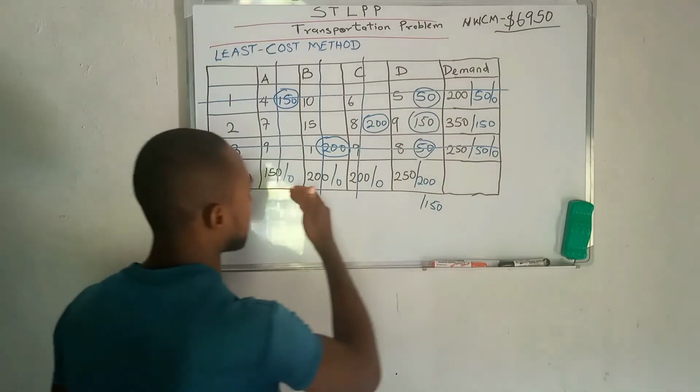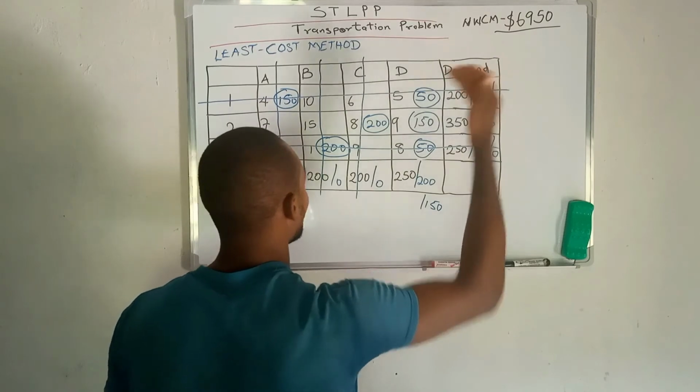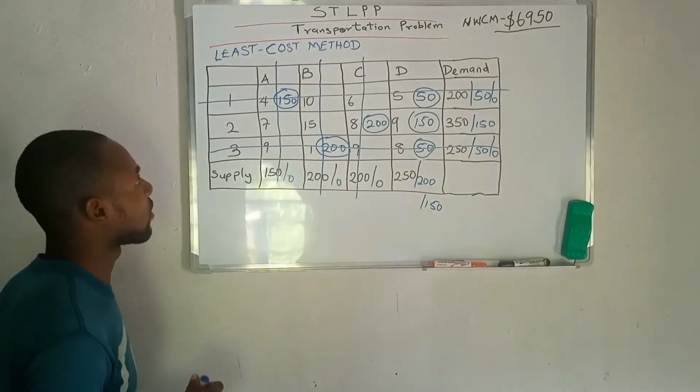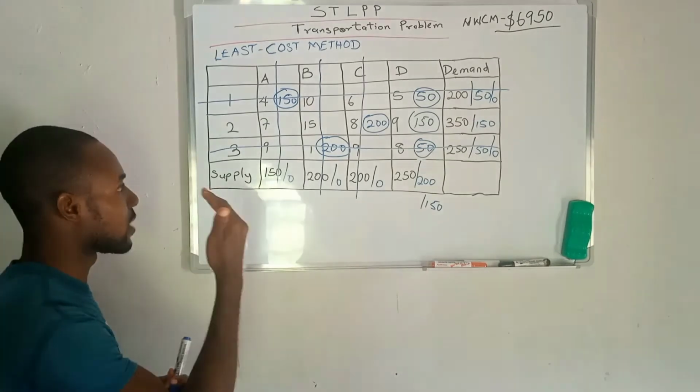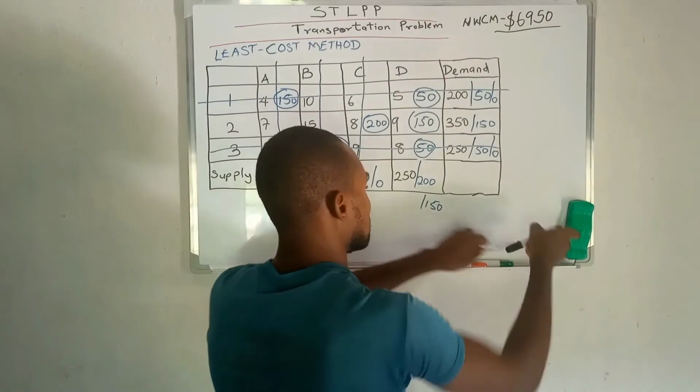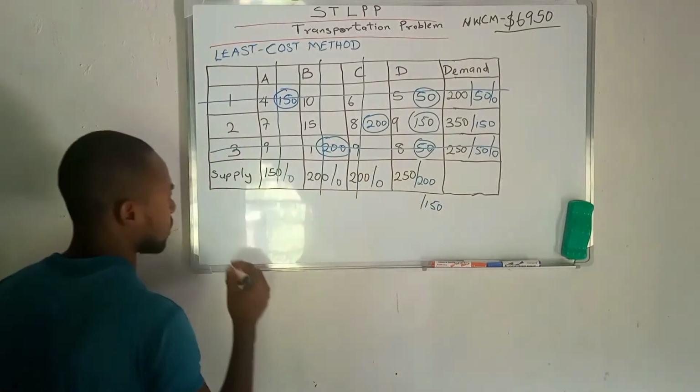So we have ended up supplying all the goods that we have to each shop. So how do we calculate the total cost? We calculate it using the same way we did in the Northwest Corner method. So I'm going to write out the total cost.